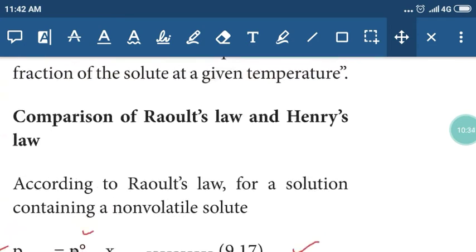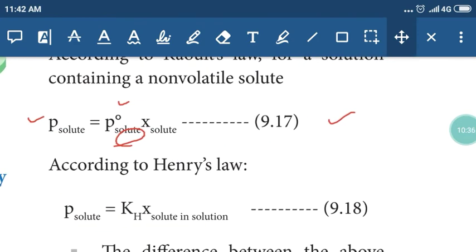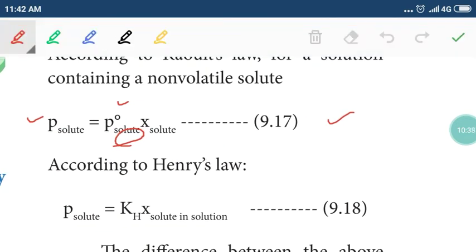So according to Raoult's law, vapor pressure of solute is equal to the vapor pressure of pure solvent. Just change this term, which is mentioned wrongly in the book. Vapor pressure of pure solvent multiplied by mole fraction of solute. And this is the equation of Raoult's law for a solution having non-volatile solute in volatile solvent.